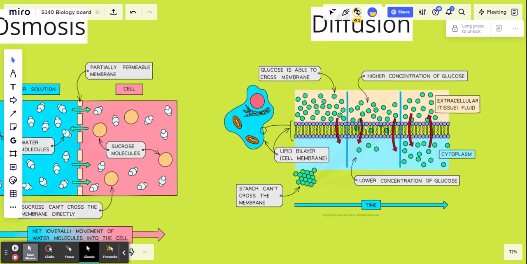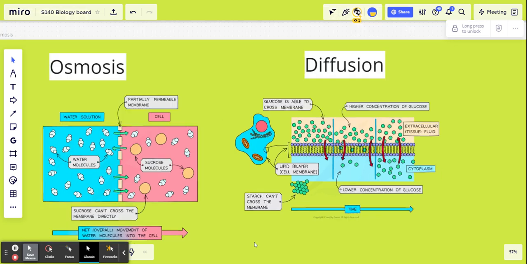It can move both directions, but it's going to move from a high concentration to a low concentration more often than from a low concentration to a high concentration. And so overall, it moves from a high concentration to a low concentration until the concentrations are equal, and that's when we have equilibrium. That's diffusion.